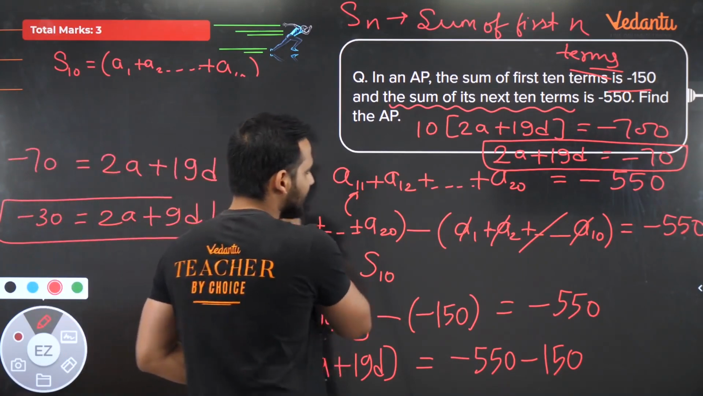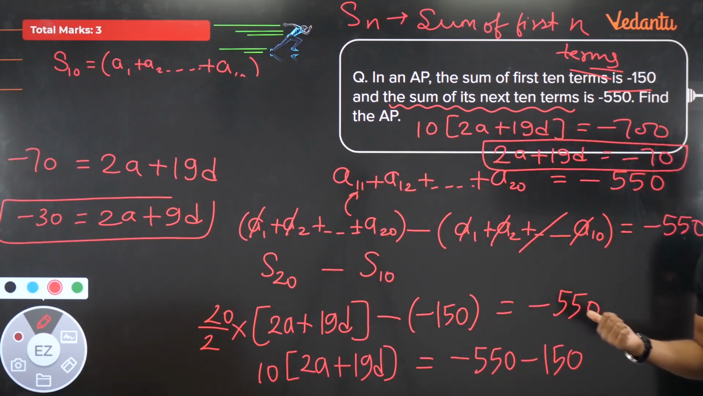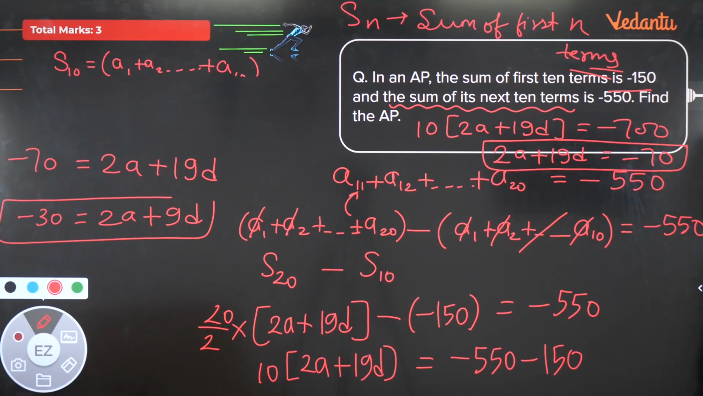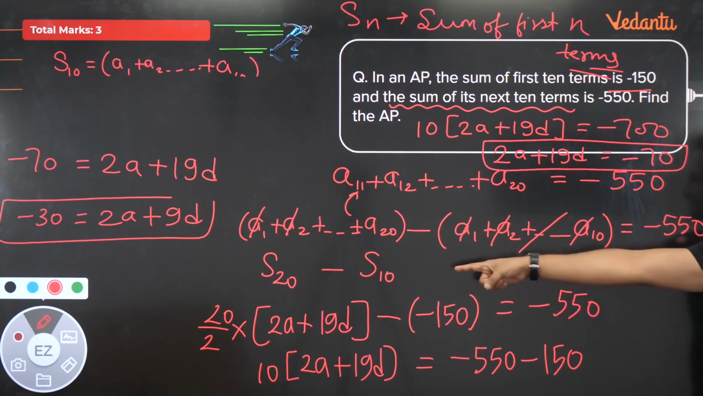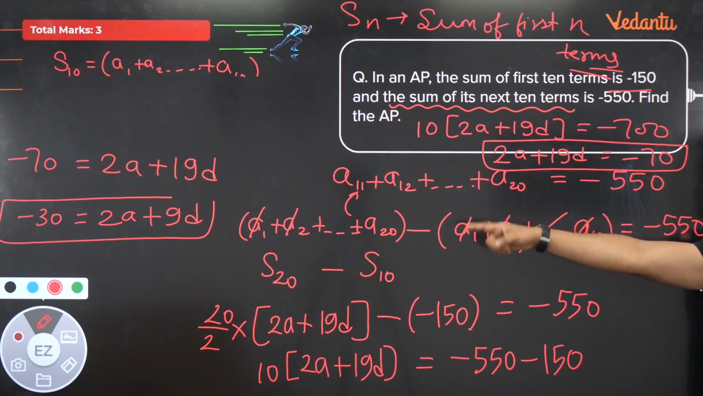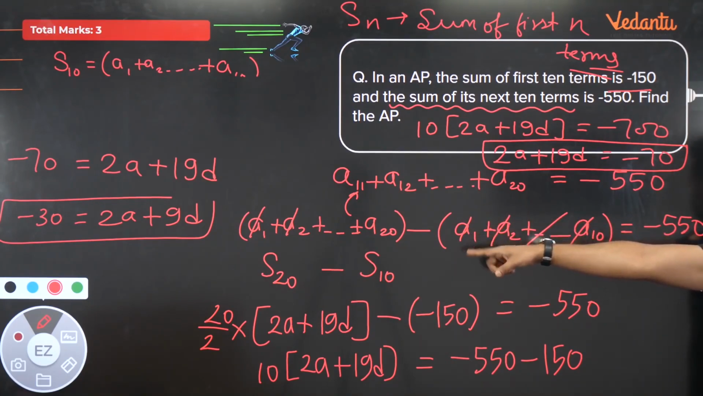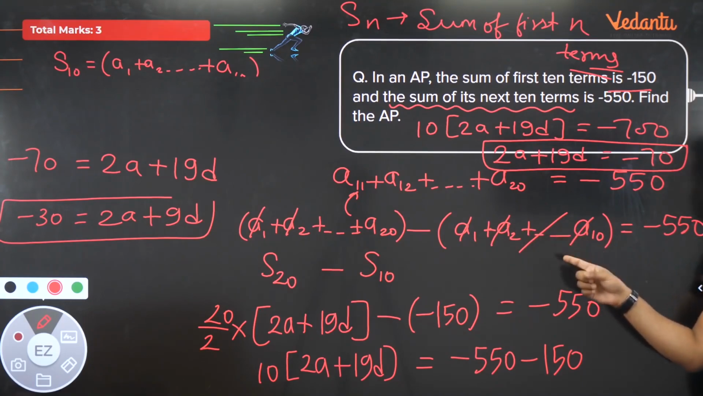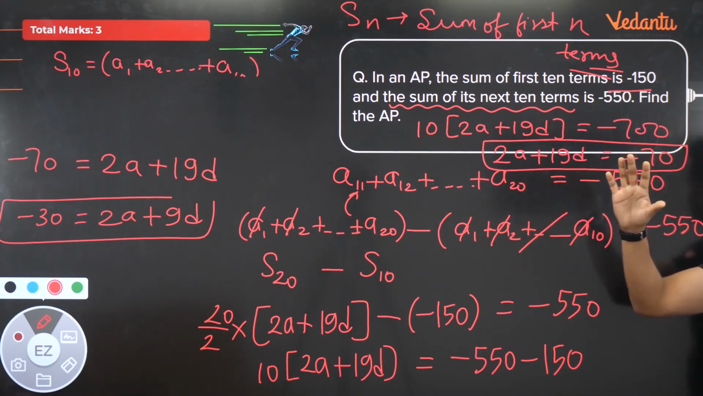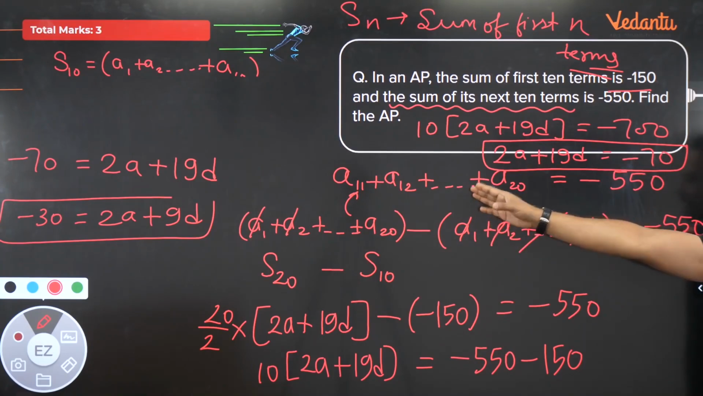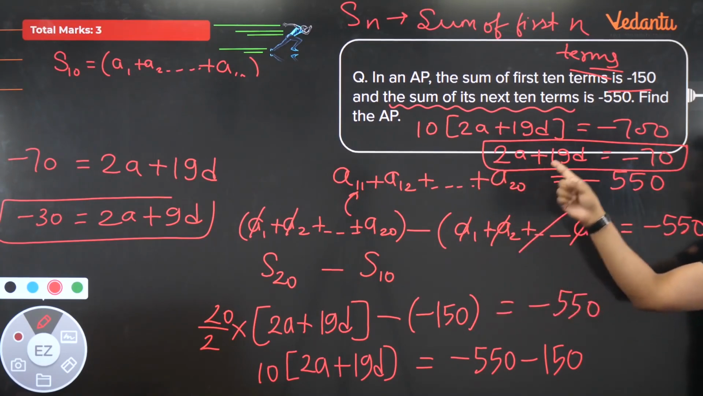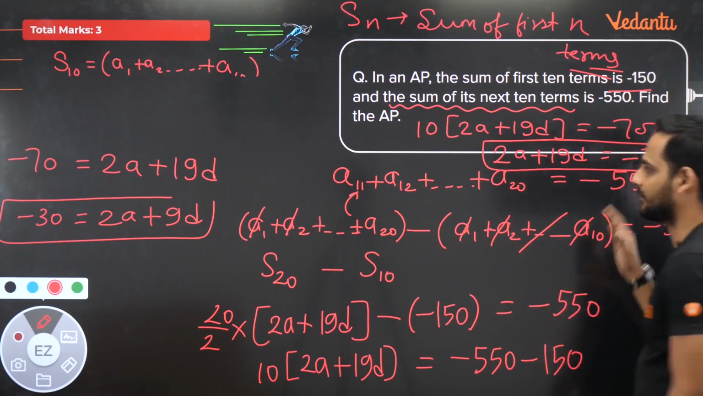Okay? Both these equations you have got. This part is very important. Once again, look carefully. How have I got A11 plus A12 up to A20? How have I got the sum of the next 10 terms? I will say that from the sum of the first 20 terms, subtract the sum of the first 10 terms. So A1, A2, A3 up to A20 if I add, and from that I subtract A1, A2, A3 up to A10, then the first 10 terms will be subtracted. So I will be left with A11, A12, A13 up to A20. So I have got this second equation, which is 2a plus 19d is equal to minus 70.